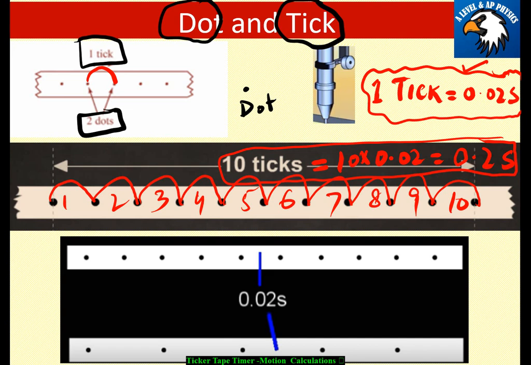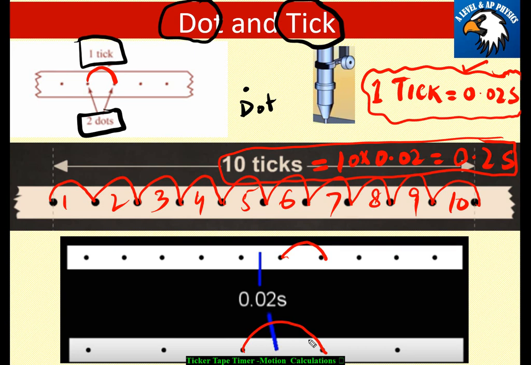Now, one thing more we need to understand. If we look at these two tapes, the distance between these two dots for one tick is small, a shorter distance. If we look here, the distance between these two dots is longer. But how about the time taken? Is the time taken the same or not between these two dots? Think a little about this one.